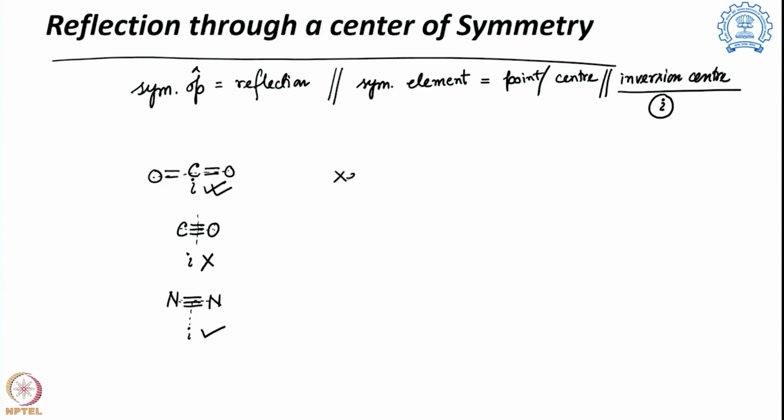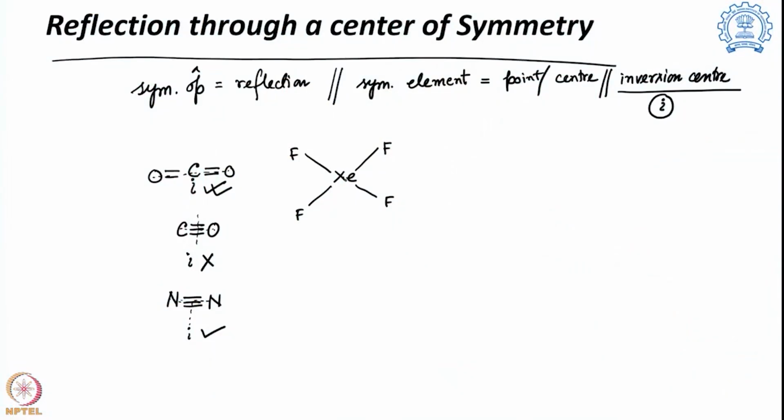Now take another molecule, xenon tetrafluoride, and I am looking at the top view of this particular molecule, and the center of the molecule. Typically, if you have a center of inversion, or inversion center, or reflection through a center of symmetry, it has to be in the center of the molecule, and the center of the molecule does not always require an atom to be present there. Here xenon is present. If there is a center of symmetry, I should see a fluorine on the other side. If I go through there I see one, so that means it actually has a center of symmetry.